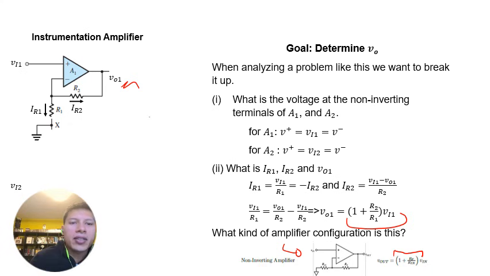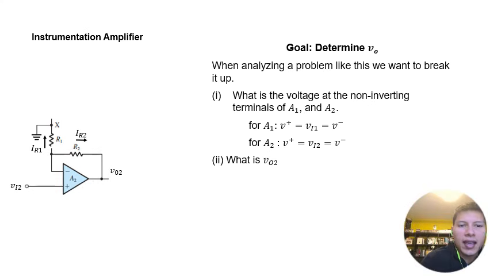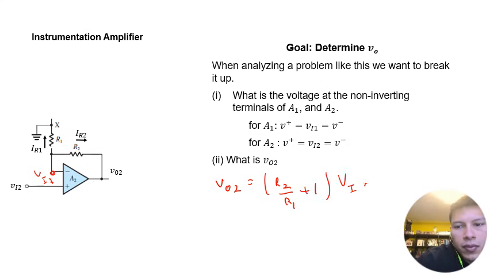Okay, so now we can look at the second circuit, and what you can recognize here is that this is also a non-inverting amplifier, so you have here VI2, and so you can basically say that V out 2 will actually just be, in this particular case, R2 over R1 plus 1 times VI2.